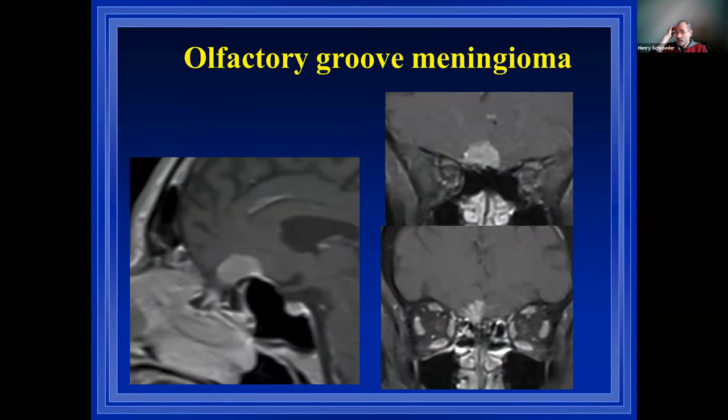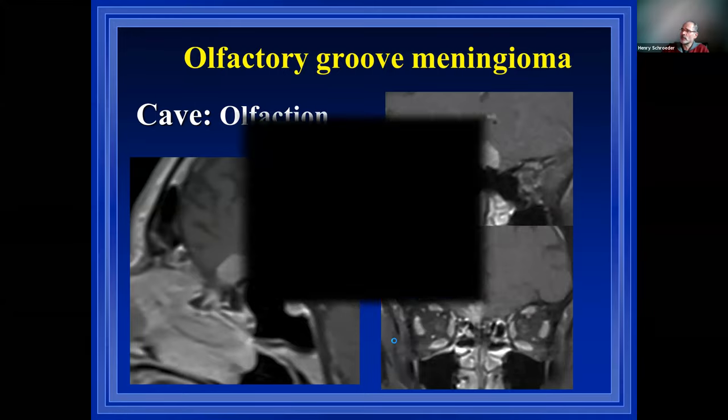The other main indication are optic groove, olfactory groove meningiomas. So when we show this image here for our courses, many people say, yeah, it's a clear indication for endonasal. But I say, no, it's not a good indication for endonasal because you will lose olfaction. And olfaction, in my opinion, is a very important sense, which should be preserved at all costs.